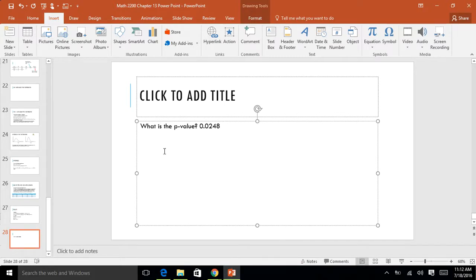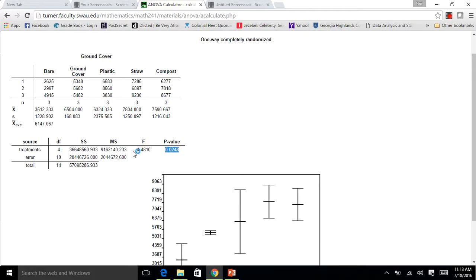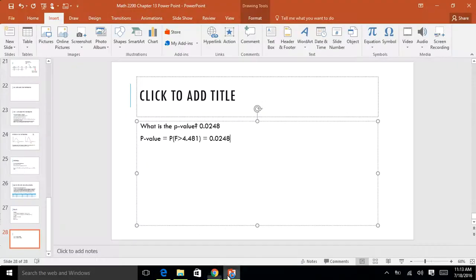Another way they write it in the book is p-value equals P where F is greater than 4.481. The reason they're doing that is, remember I said it was a right skewed test. So F is always going to be greater than that. Where's that 4.481 coming from? All that is that F value sitting right there. So that's all we're saying. If the book wants you to write it that way, that's another way to do that.